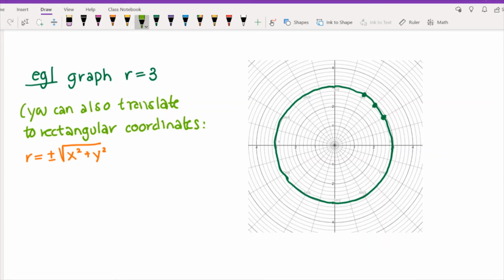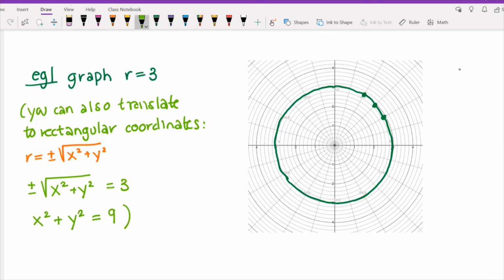So when we have this equation, r is equal to 3, we can instead write it as plus or minus square root of x squared plus y squared is equal to 3. And then we can square both sides. When we square both sides, this plus or minus goes away, because when you square something, it doesn't matter whether it's positive or negative. And so we end up with x squared plus y squared is equal to 3 squared, which is 9. If you remember from pre-calculus, x squared plus y squared equals 9 is a circle centered at 0, 0 with a radius of 3. And that's exactly the picture we drew.